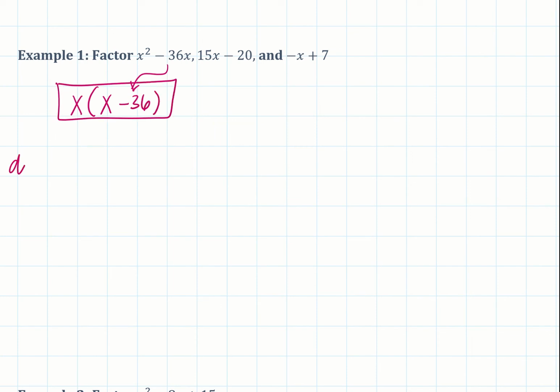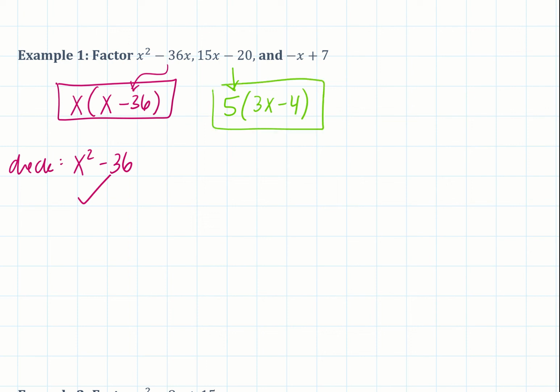If you want to double check, you can distribute the x. And indeed, we got what we started with. So we factored it, we just divided it. Now let's take a look at the next one, 15x minus 20. I notice I can divide both of these by 5. So I'm going to divide 15x by 5. I'm left with 3x. I'm going to divide 20 by 5. I'm left with 4. And again, if you would like, you can distribute to double check.